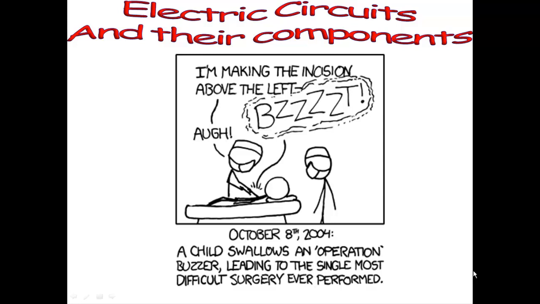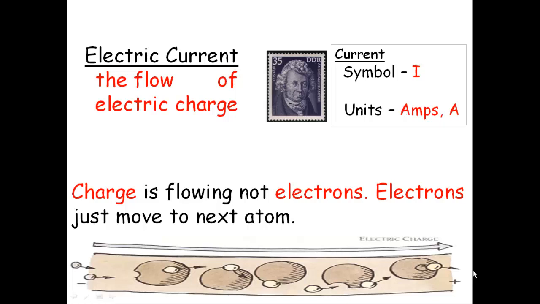Hi-oh! Here we are again with electric circuits and their components. All electric circuits have three components. They have current, voltage, and resistance. They all work together. You cannot have one without the other. There's always going to be all three. If you don't, you no longer have a circuit.